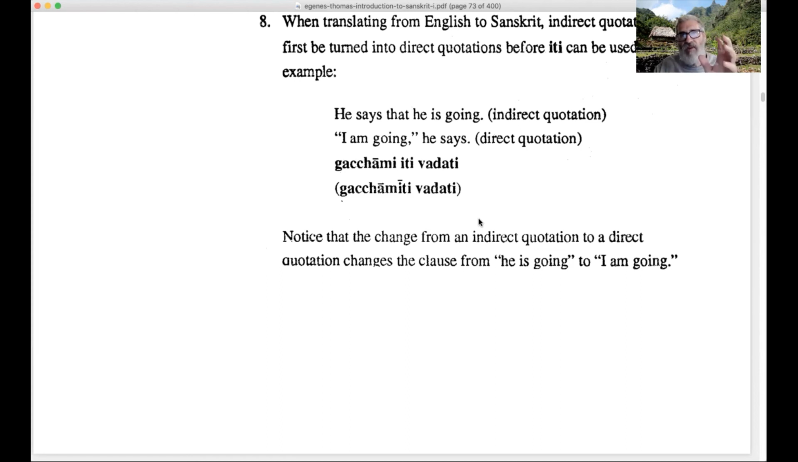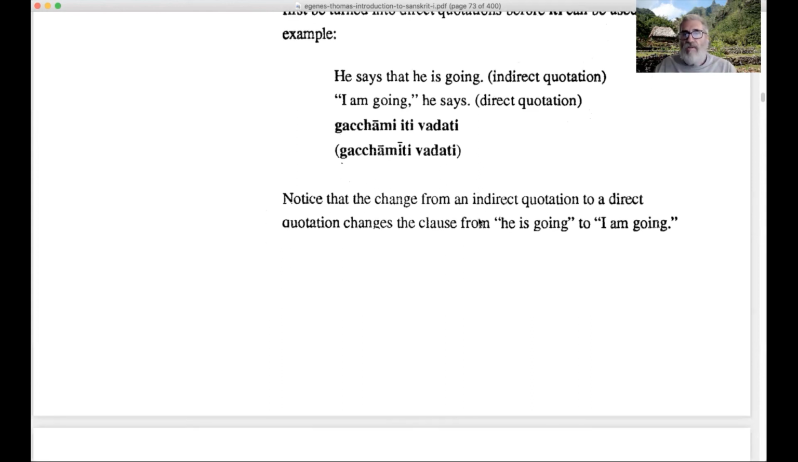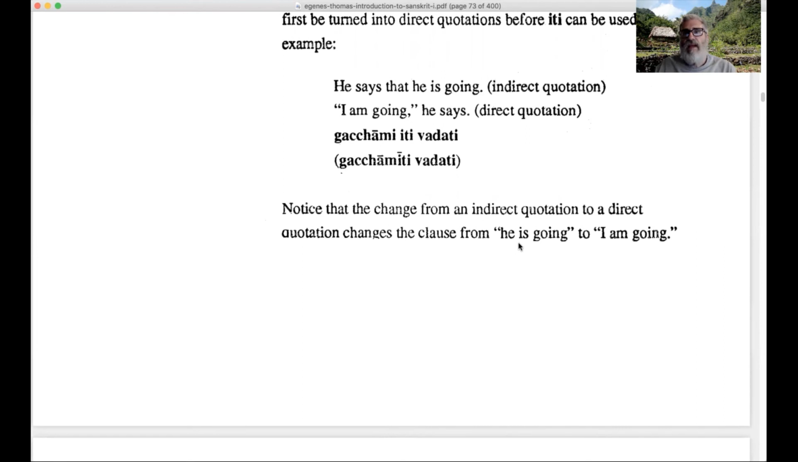And so if we're translating from English to Sanskrit, first of all, from an indirect quote, not using inverted commas, we have to turn it into a quote that uses inverted commas in English, which means a direct quotation of what the person actually said, before we put it into Sanskrit when we're using iti. Notice that the change from an indirect quotation to a direct quotation changes the clause from "he is going" to "I am going." Did you notice that? So this is where people get mixed up.